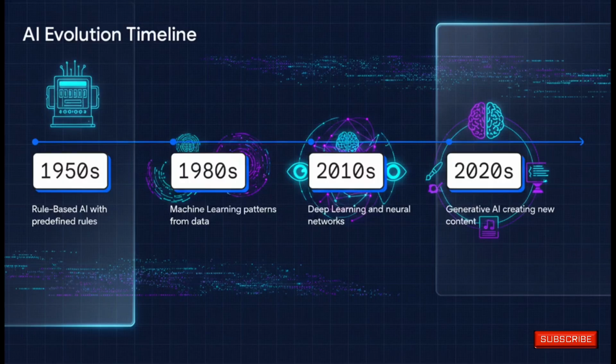Then the 1980s hit, and machine learning emerged, letting systems actually learn patterns from data instead of just blindly following instructions. Fast forward to the 2010s, deep learning gave us complex neural networks for things like advanced image recognition. And that perfectly set the stage for where we are right now in the 2020s, the era of generative AI.